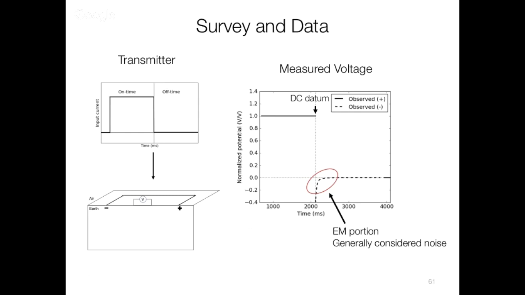So this is really considered to be noise in DC resistivity and IP experiments, and it tends to be thrown away, but if we record that, we can actually try to somehow make use of it. So that's kind of what I'd like to show you.